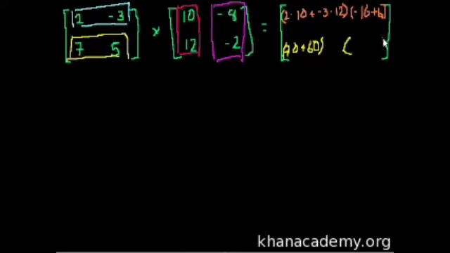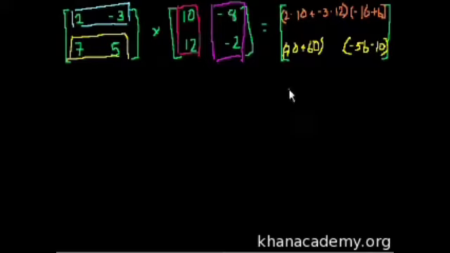And then the bottom right term is going to be 7 times minus 8, which is what? Minus 56. Plus 5 times minus 2. So that's minus 10.